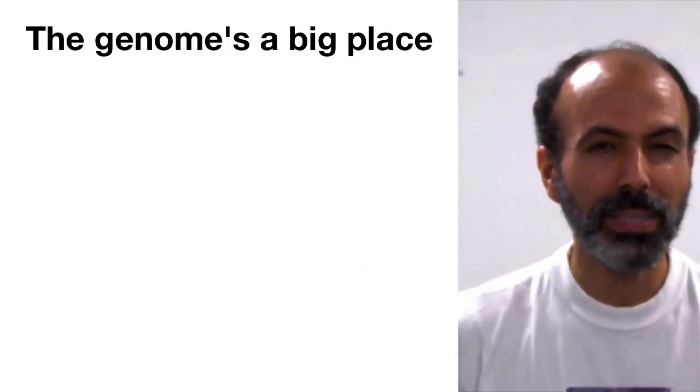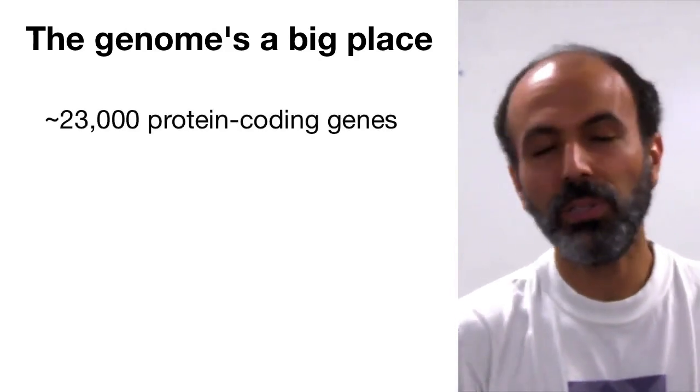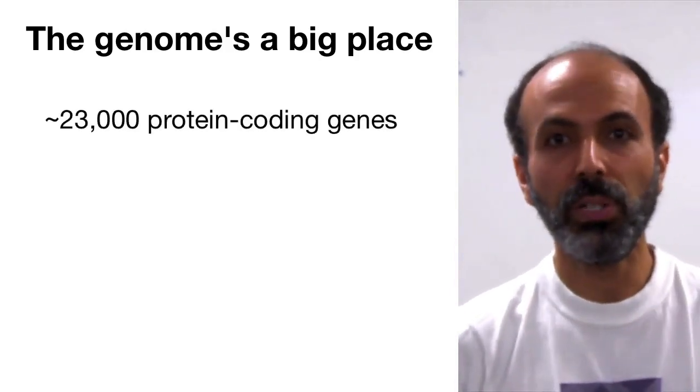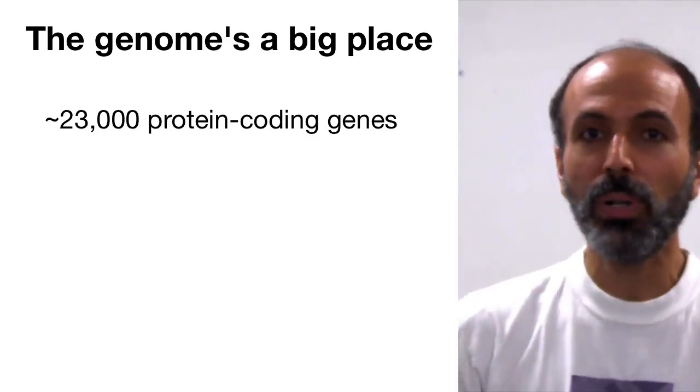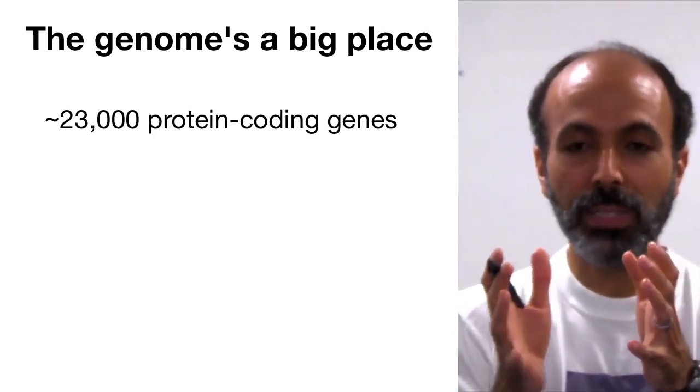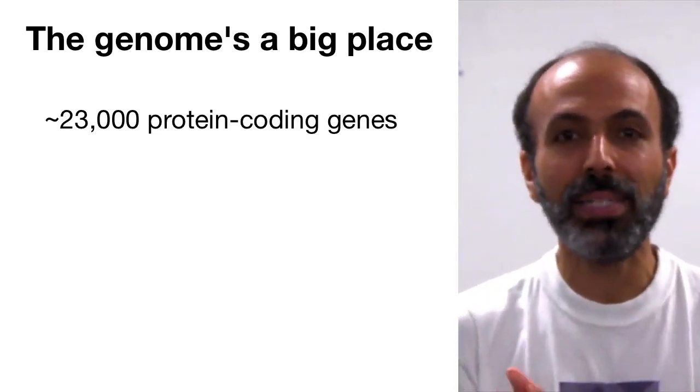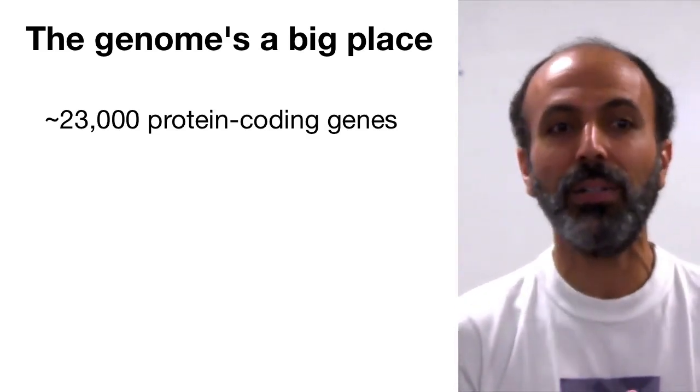But the genome is a very big place. The human genome, for example, has on the order of 23,000 protein coding genes. These are genes that actually make protein. It has many other important things in there. There are other things that affect how much of a protein are made, et cetera. These are called regulatory regions, et cetera.